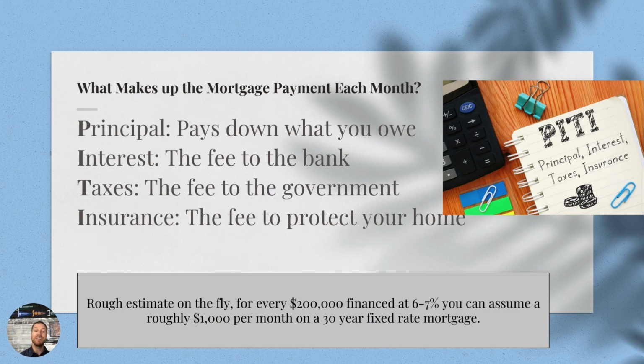Principal is the total amount that you need to borrow. So when you make your mortgage payment, you're paying down how much you actually owe left. Interest is just the fee that we have to pay to the bank to borrow that sum of money. Taxes is the fee that we pay to the government. It is worth noting that that is a tax deduction come tax time. And then insurance is the fee that you pay to protect your home.